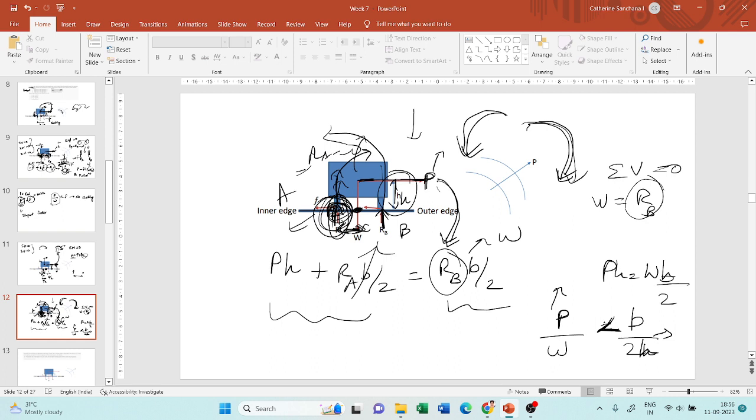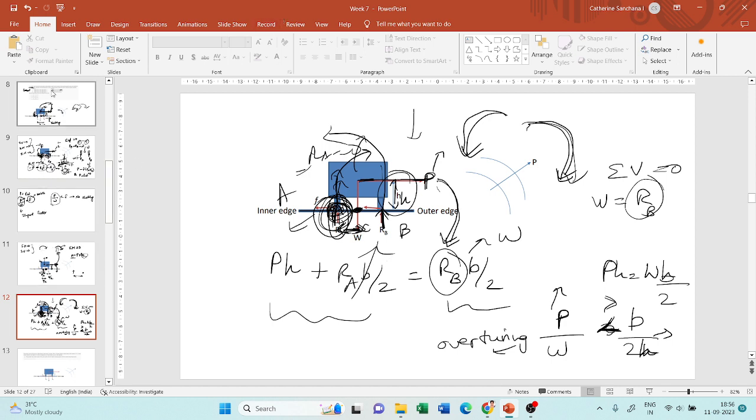If it is greater than B by 2H, then the overturning force goes greater than the resisting force, so it will undergo overturning. So this is the criteria for overturning, and if it is greater than this, then overturning occurs.